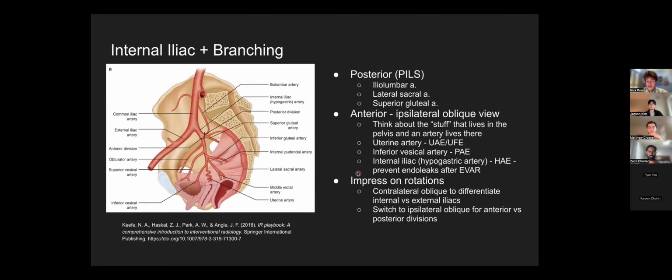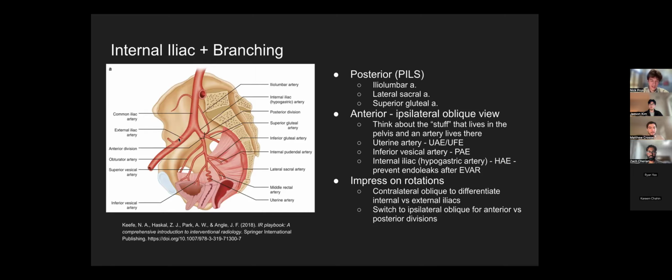The internal iliac region, for me, is the most confusing. There's a lot that's going on in this area. So orienting ourselves here, this is the common iliac artery. You have two, they come right off of the abdominal aorta. And then branching off of the common iliacs, you have the external iliac, and then you have the internal iliac.